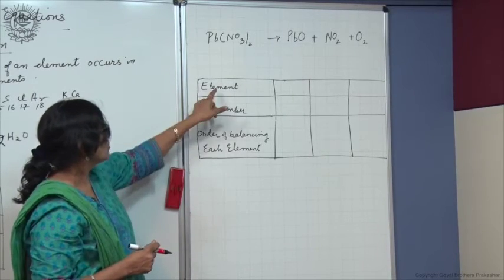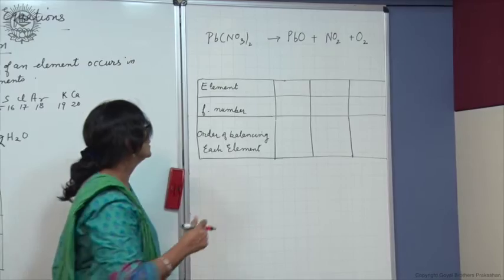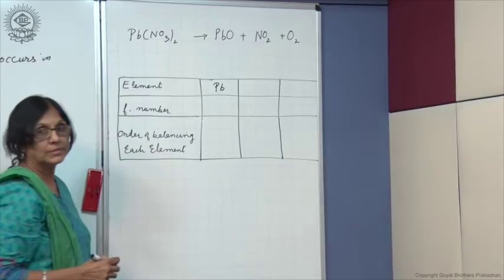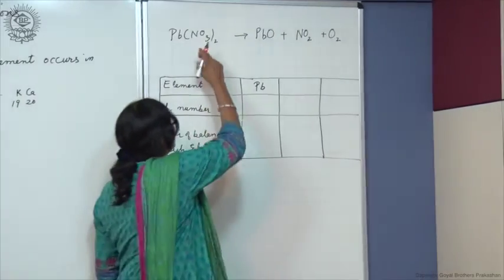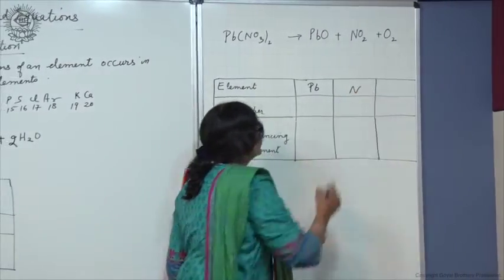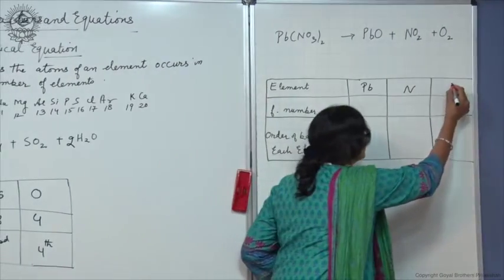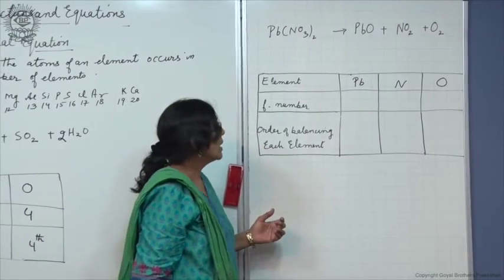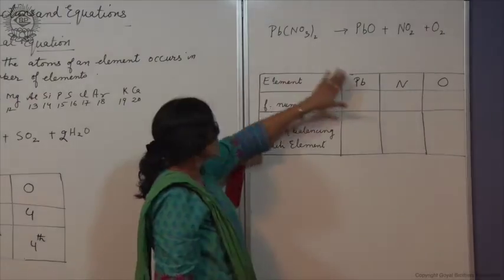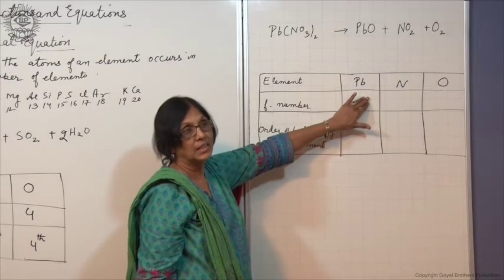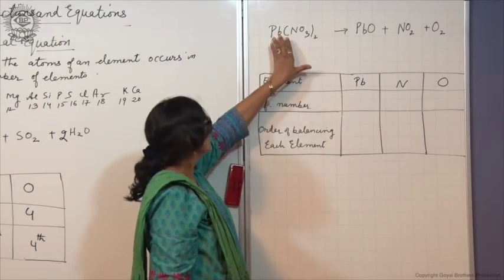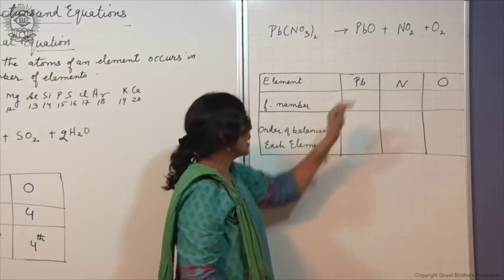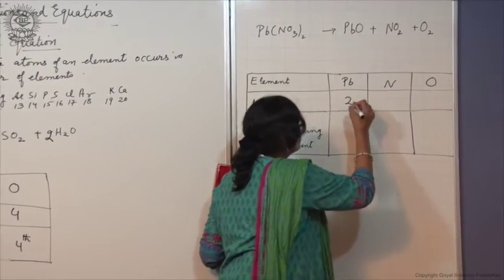Now, in this table first of all we will make the list of the elements. The elements are, as you can see yourself, lead Pb, then other element is nitrogen, and the third element is oxygen, right. Now, we will find the F number. How many times is lead appearing in the chemical equation? Pb is occurring at one place and the second place. So, the F number of Pb is 2.